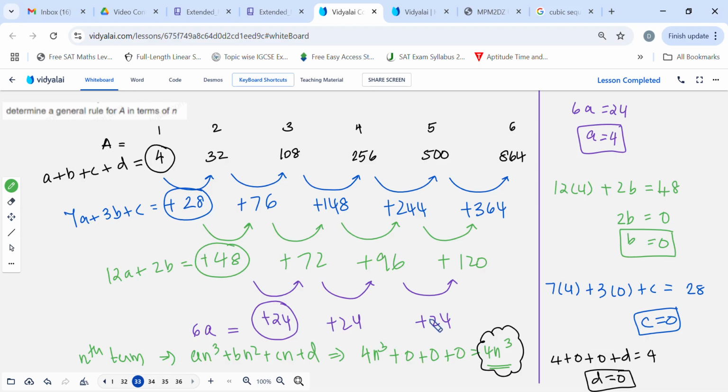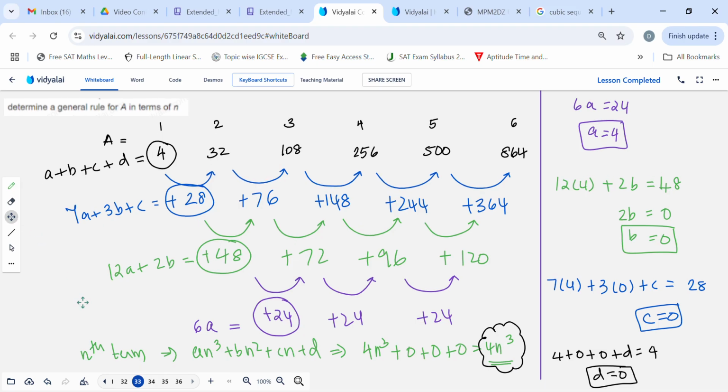From this we can see that this is a cubic sequence. And for a cubic sequence, we know how to write the pattern. 6a will be the third difference, 12a plus 2b will be the second difference, 7a plus 3b plus c will be the first difference, and a plus b plus c plus d will be the first term of the sequence, where a, b, c, d are real numbers obtained when we write the nth term of a sequence. That means the nth term of a cubic sequence can be written as an cube plus bn square plus cn plus d, where a, b, c, d are real numbers which are found using this pattern.